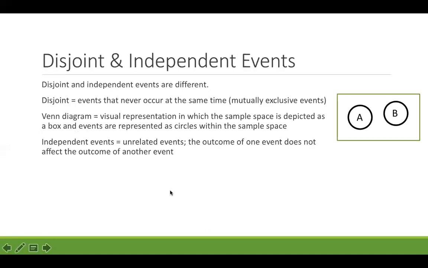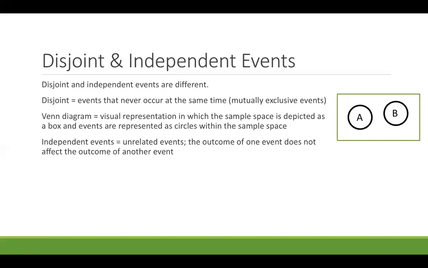So disjoint and independent events. Disjoint events are events that never occur at the same time. They can occur at different times, but they cannot occur at the same time. Next, a Venn diagram is a visual representation, as you can see on the right, the little box with the circles in it, in which the sample space is depicted as a box, and events are represented as circles within the sample space. So each circle there, A and B, represents an event happening in the space.